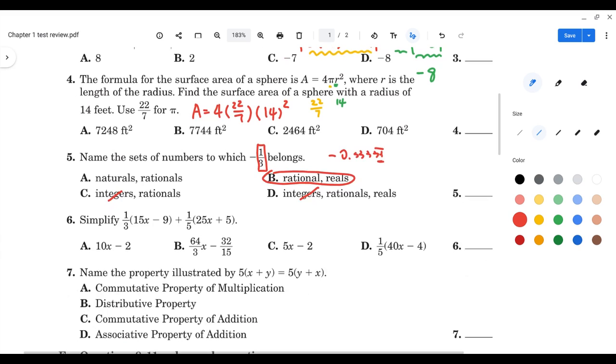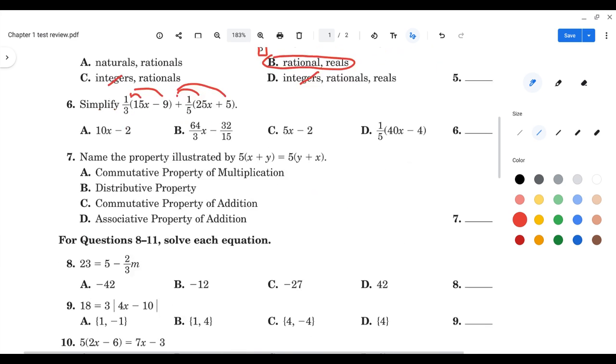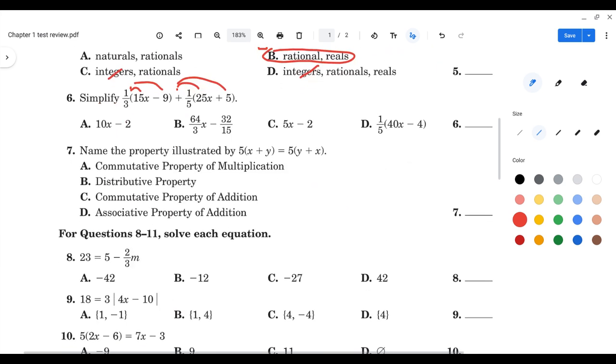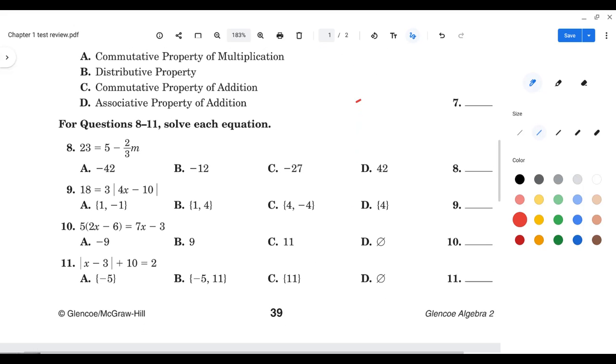Okay, simplification. No need to talk about it more. All you have to do is distribute, then combine the like terms. Okay? This property, remember we learned 4 different properties? X and Y, the places switched. When the X and Y places switched, what kind of property is that? Think about it. I don't have the book with me. You have the book. You figure it out.